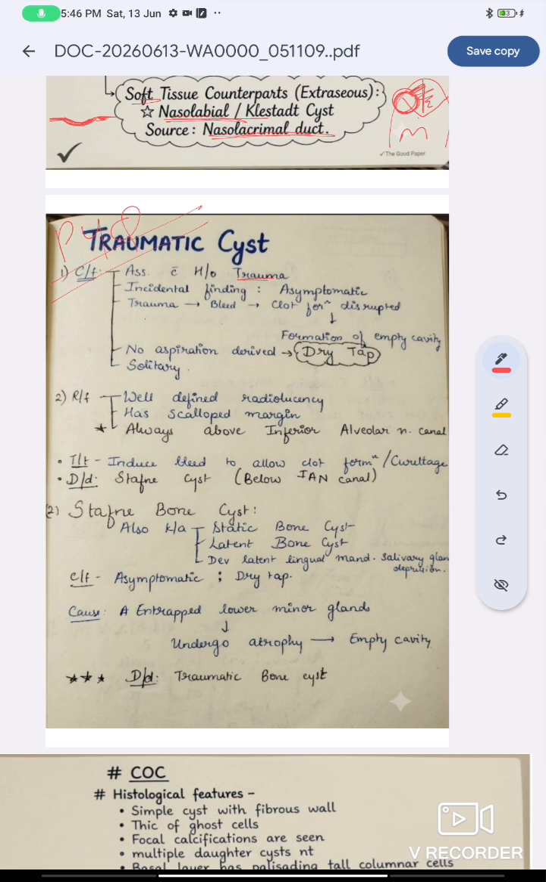How does it occur? Trauma occurs, there is bleeding, but the clot formation is disrupted. So there is an empty cavity. When you aspirate the cyst, there is nothing. No aspirate is obtained, so it is known as a dry tap, and it is very solitary.